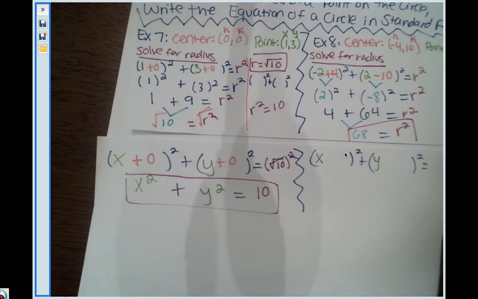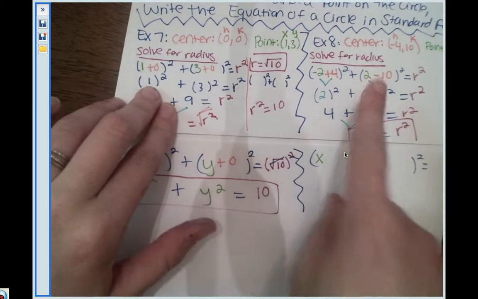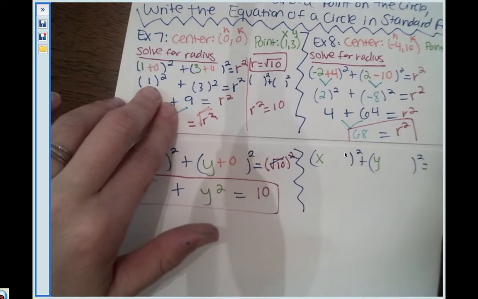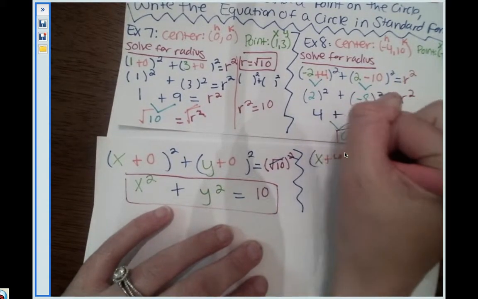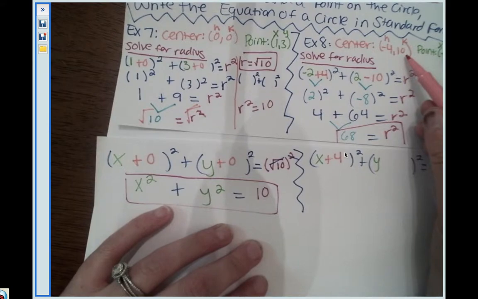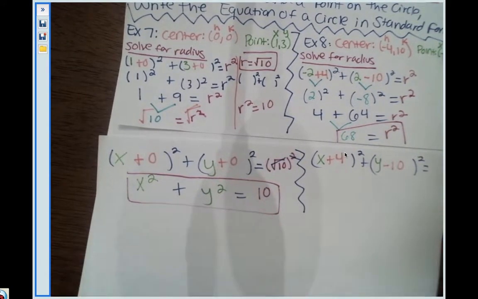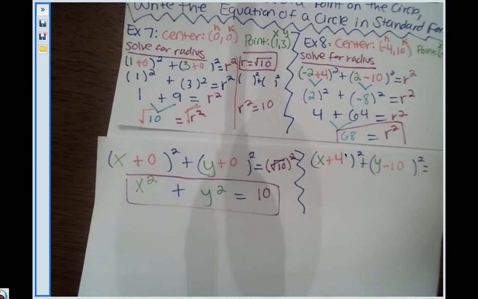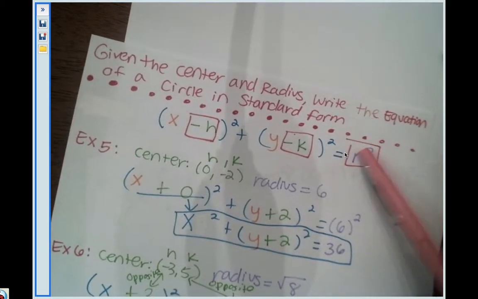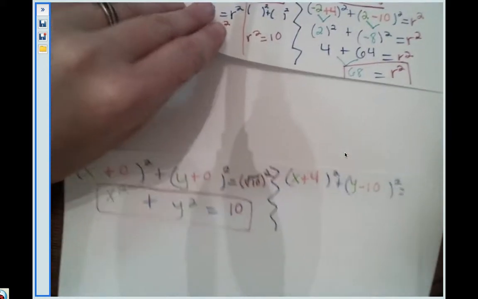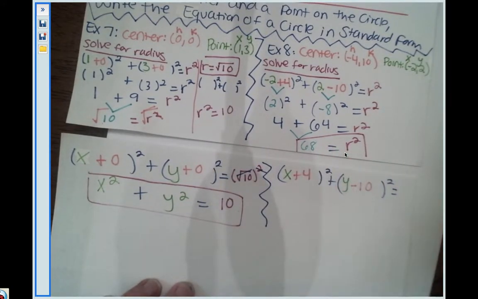But anyways, our center point is at negative 4, 10. Don't forget, though, in our equation, we do the opposite. So what's the opposite of negative 4? It is plus 4. And what's the opposite of 10? Holy hot dog, it is negative 10. The opposite of 10 is negative 10. And the equation equals the radius squared. So I'm just going to fill in what the radius squared equals, which is r squared equals 68.